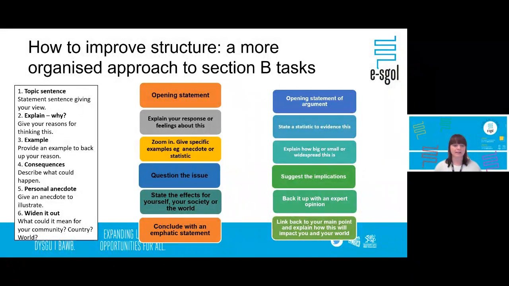And one thing that my candidates have struggled with is timing in section B, because they don't know how to structure their answers, or they don't know how to start. They often ask, oh, Miss, how do I start? How do I begin it? Where do I go first?